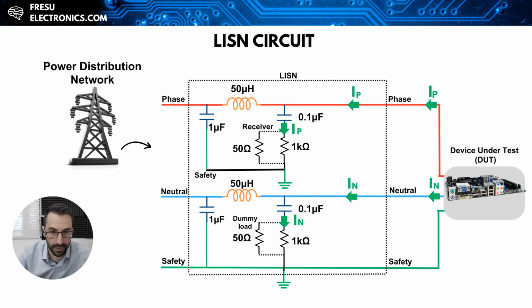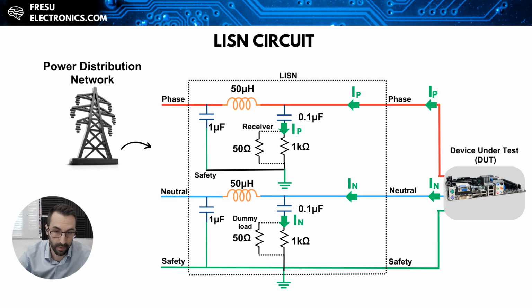We also have the 1 kilo ohm resistor, which serves as a static charge path to discharge the 0.1 microfarad capacitor if the 50 ohm resistors are removed. And then one of these 50 ohm resistors is for the input impedance of the spectrum analyzer, while the other 50 ohm resistor serves as a dummy load, ensuring that the impedance between the phase and the safety wire and between the neutral and the safety wire remains at 50 ohm all the time.